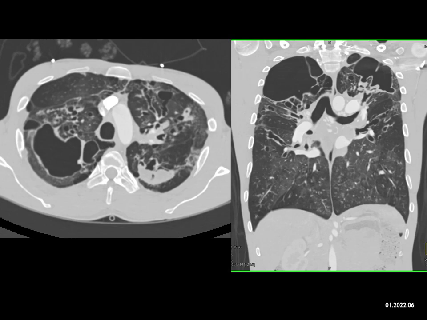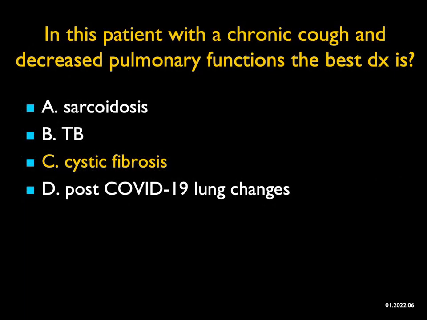Post-COVID changes, I would say, is the one thing you really don't need to think about because COVID typically involves the mid to lower lungs. But when you put all of the findings together, the way the entire lung is involved, but mainly the upper lung regions, then I leave sarcoid and TB and I go to cystic fibrosis. The bronchiectatic changes are more classic for cystic fibrosis, and that is the correct answer.